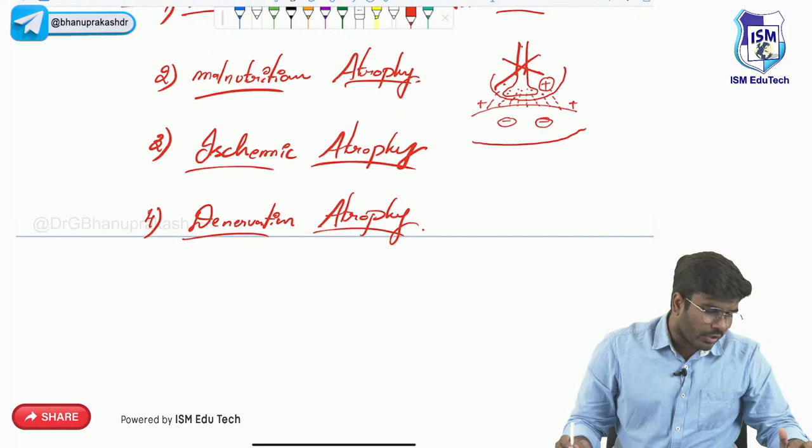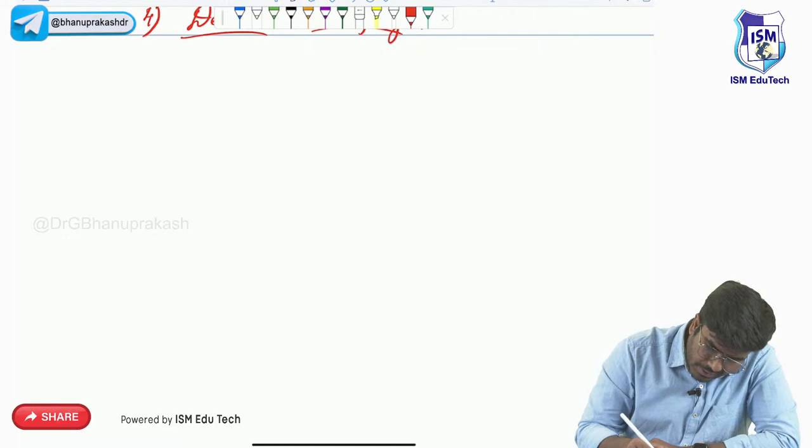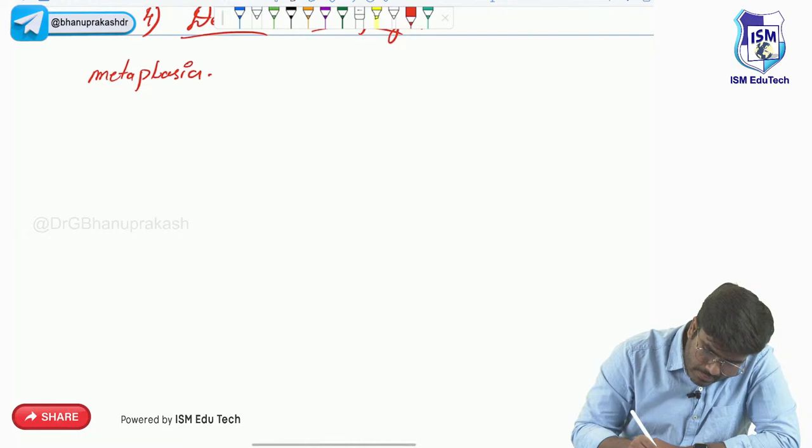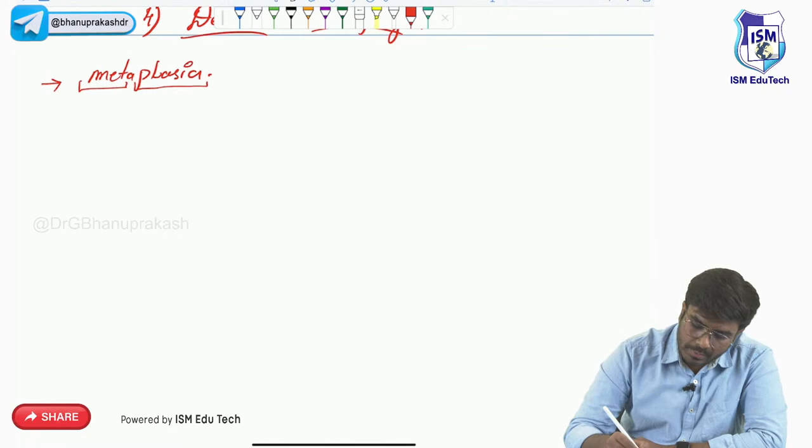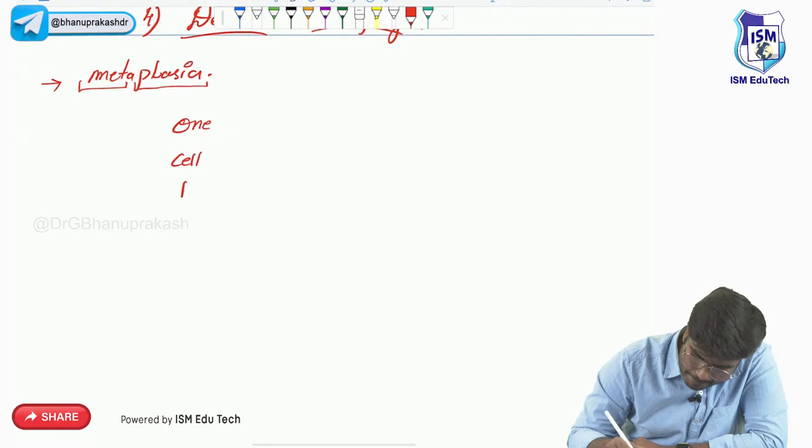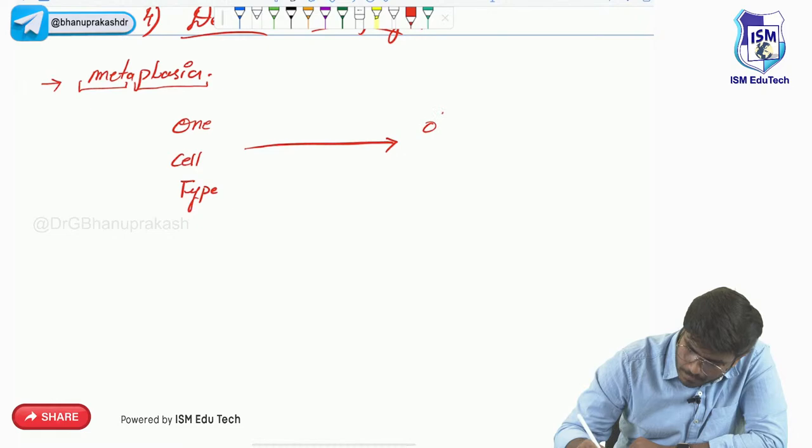Now, after atrophy, the next thing is metaplasia. So what exactly is metaplasia? Is it a cellular adaptation? Absolutely, a cellular adaptation. Okay, so metaplasia is a change in one cell type, where one cell type is being converted into another cell type.